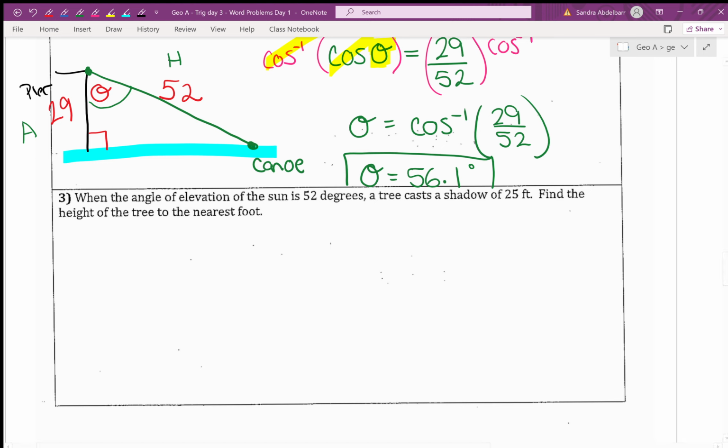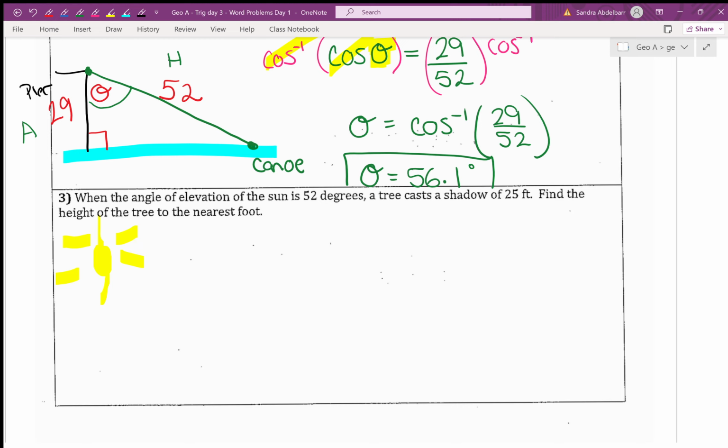So here they're saying when the angle of elevation of the sun is 52 degrees, a tree casts a shadow of 25 feet. Find the height of the tree to the nearest foot. A lot of students don't draw this. They're like, okay, angle of elevation of the sun, so I'm going to go to the sun and draw an angle of elevation from the sun. No, that's not what that means. It doesn't mean we're drawing an angle of elevation out of the sun. What does it mean when it says the angle of elevation of the sun?